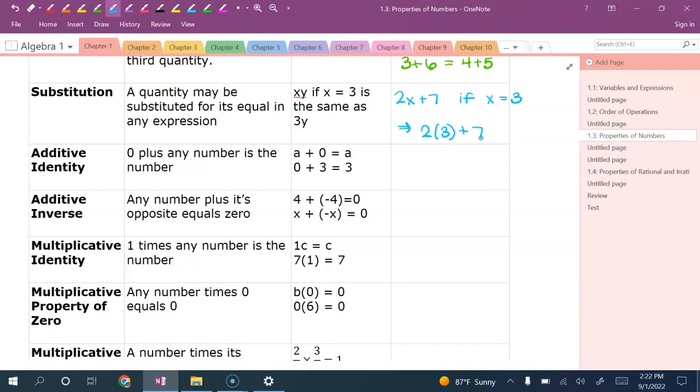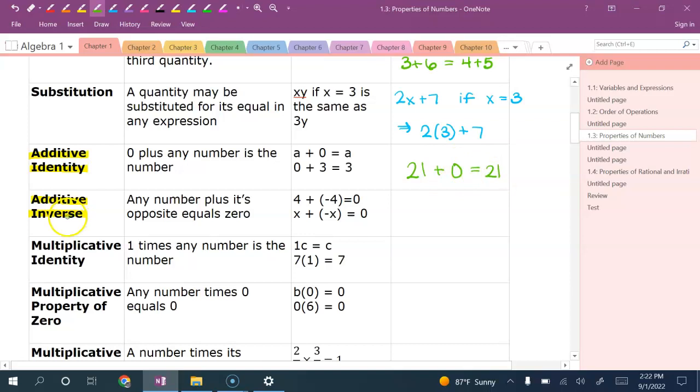These next two properties are both additive properties. So we've got additive identity and additive inverse. Additive identity says that you can add 0 to any number or any letter and it's not going to change the answer. So a plus 0 equals a, 0 plus 3 equals 3, or it could even be like 21 plus 0 equals 21.